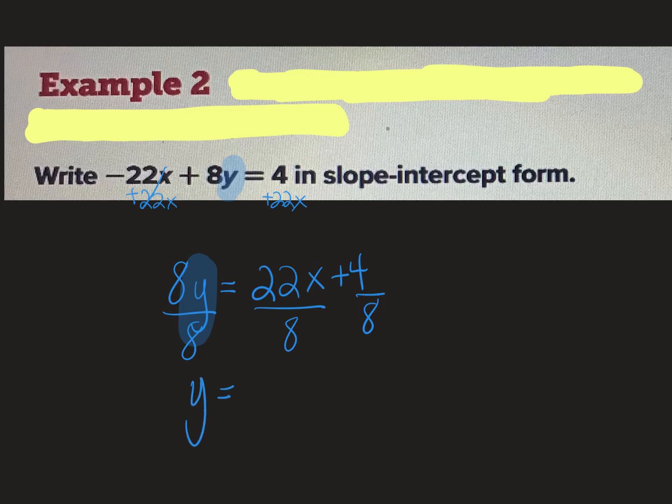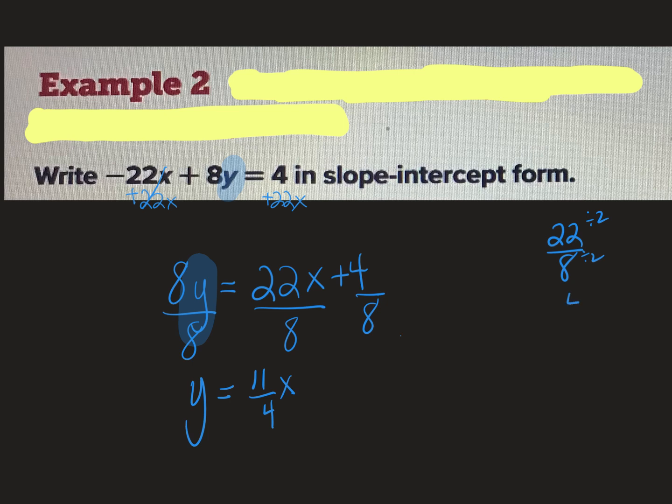And simplify. 8 will not divide into 22 evenly, so I will reduce 22 over 8. They have 2 in common. 22 divided by 2 is 11. 8 divided by 2 is 4. So that gives me 11/4x.